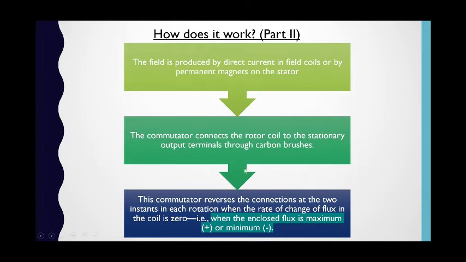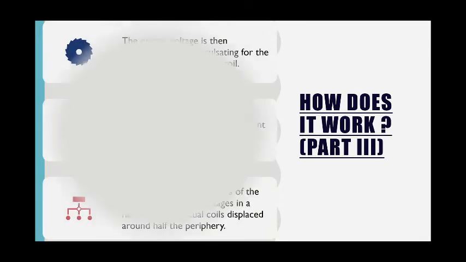A rotor coil is basically a mechanical device consisting of the stationary part of a motor or generator in or around which the rotor revolves. After this, the commutator reverses the connections at the two instants in each rotation when the rate of change of flux in the coil is zero, for instance, when the enclosed flux is maximum or minimum. Alright, it's positive, negative. So this is my next part of my storyline.